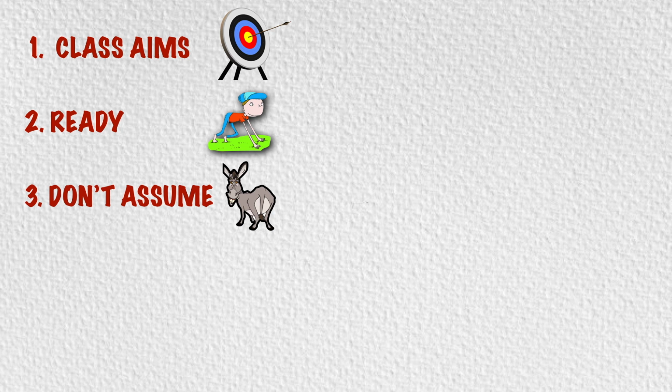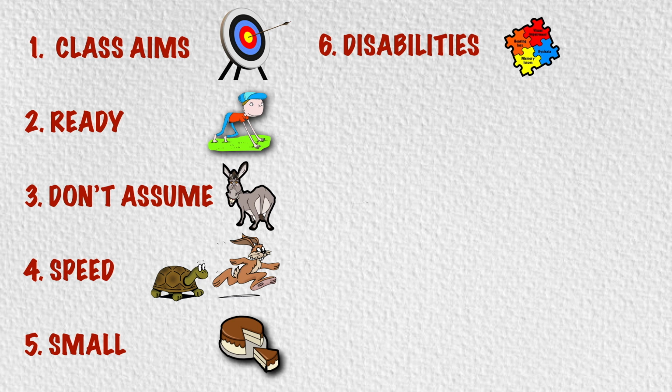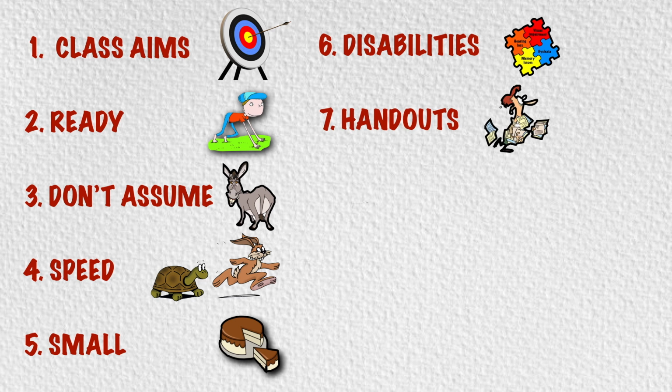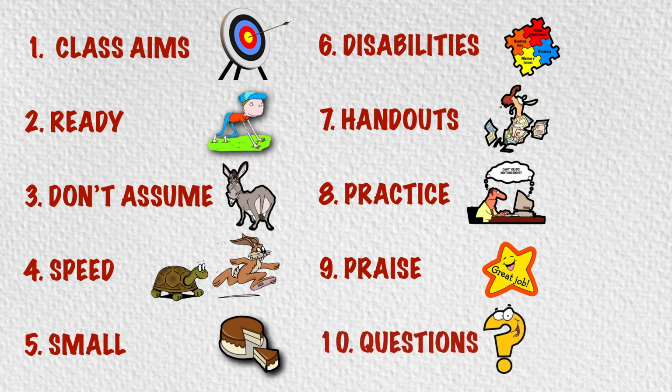In summary then, as tutors we need to share the class aims. We need to make sure that everyone is ready to learn. We don't assume things and realise that students learn at different speeds. Let's give our students small enough bites of information for them to assimilate. We recognise any disabilities that exist in the class and make allowances for them. Remember, handouts are helpful tools and go hand in hand with the practicing that we encourage. Let us praise our students, encourage their questions, and above all, have a happy, healthy attitude towards them.